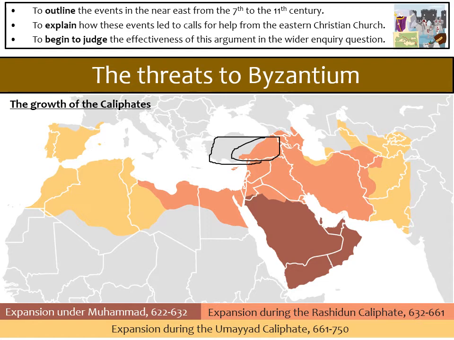And under the Umayyad Caliphate, going into the 8th century, that spreads even further all across North Africa, into Spain, even into parts of southern France. So if you've ever been on holiday to Spain, you'll notice this Moorish influence, this influence of the Islamic faith, and that comes from the 8th century. And this is a threat to the Byzantine Empire. The Byzantine Empire is shrinking as the caliphates are expanding.